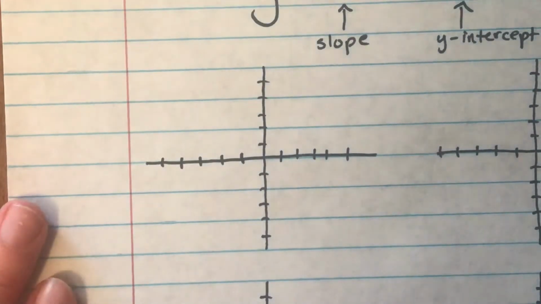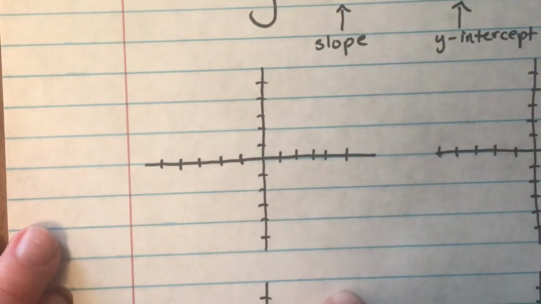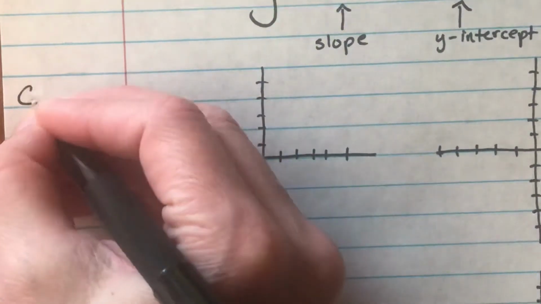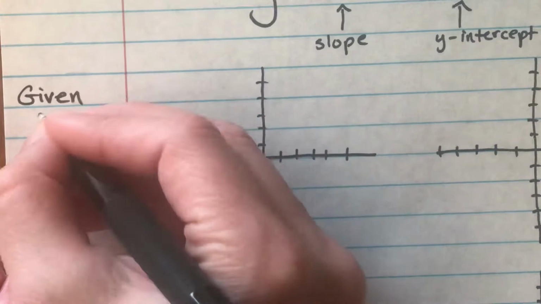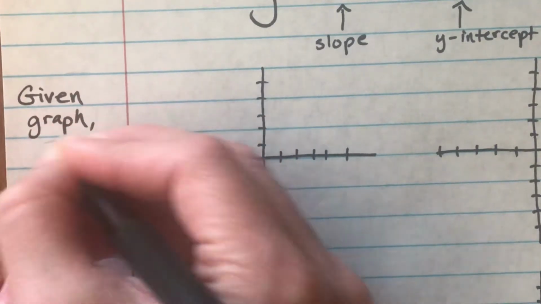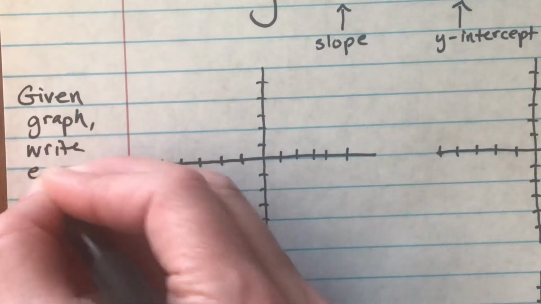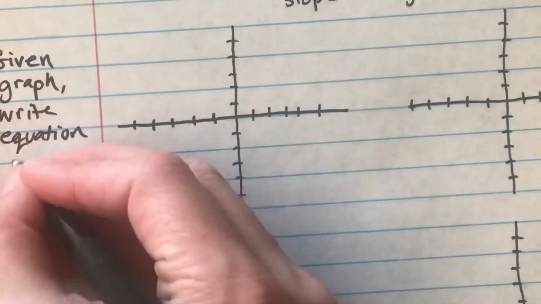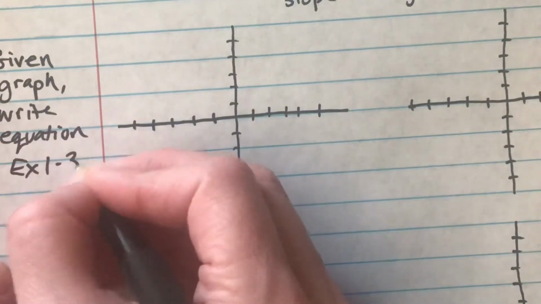And so the first thing we're going to look at is, given a graph, we're going to write an equation. So given, I'm going to write this off to the side, given graph, can we write equation? And so that's what we're going to do, 3 examples. So example 1, 2, and 3 will be these. So we'll put examples 1 through 3.